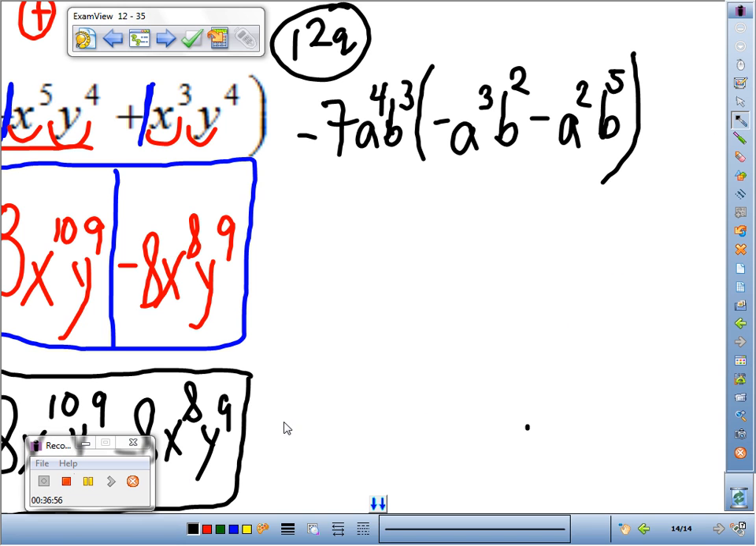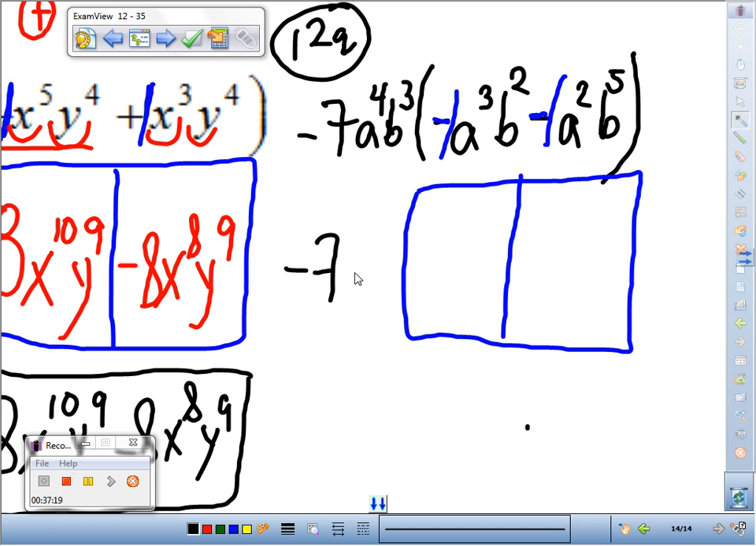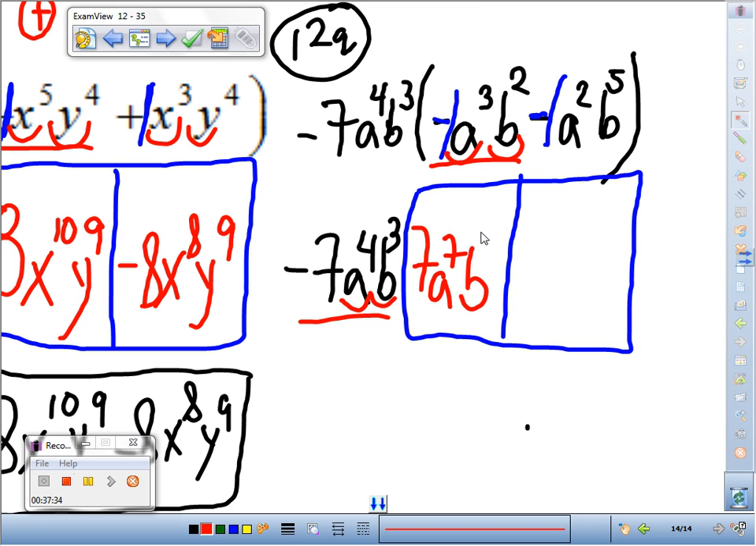Here we go. First thing you should have done, you drew your area model underneath. Is that correct? You wrote exponent, you divided this into 2 like this, and you wrote your coefficients. Is that correct? You rewrote this one down here, and then we distribute. So what is this times the first term? Negative 7 times negative 1, that's 7. a to the 4th and a to the 3rd, that's a to the 7th. b to the 3rd and b to the 2nd, that's b to the 5th.